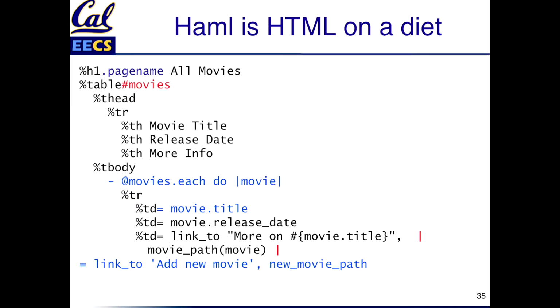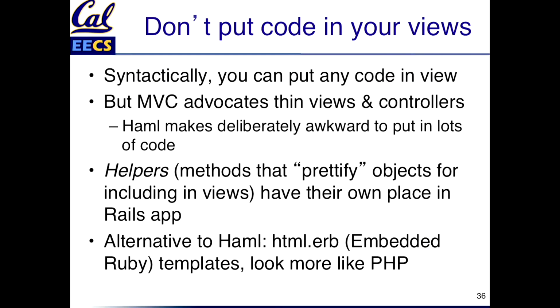HAML makes it deliberately awkward to do that, because the real thing is you shouldn't be putting code in your views at all. The code really doesn't belong in the part of the MVC whose job is to show information to the user. The code belongs in the controllers and the models, really mostly in the models. So HAML sort of goes out of its way to do a little social engineering about this. It's deliberately awkward to do a multi-line bit of code because it's trying to send you a signal that that code really is somewhere that it shouldn't be. So did I say don't put code in your views? Don't put code in your views.